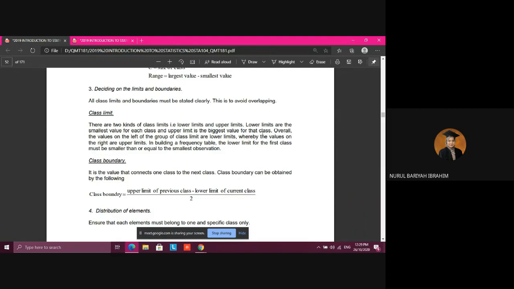So if we have 5 classes, we will have 5 lower limits and upper limits. So you need to clearly determine what is your lower limit and upper limit for every class. Overall, the values on the left of the group of classes are the lower limit, whereby the values on the right are the upper limit.